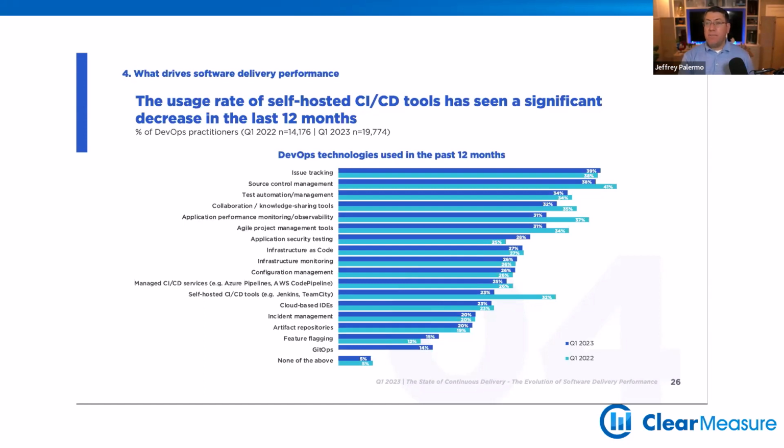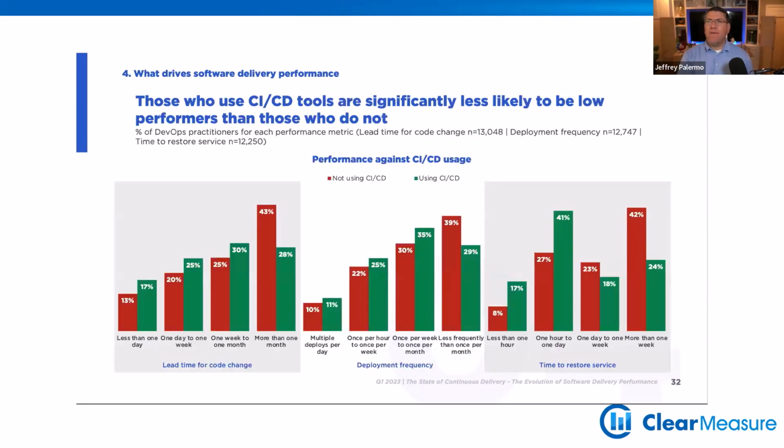And so the most popular self-hosted tools have been TeamCity, Jenkins, Hudson. But even in those, people are moving to the cloud-hosted version in general. So that's interesting because it's a big industry trend. Also, they found that people who used CI/CD tools in general are significantly less likely to be low performers than those who don't. They analyzed the lead time for code change on the left, which the people who are using CI/CD, those are the green bar charts. So lower lead time.